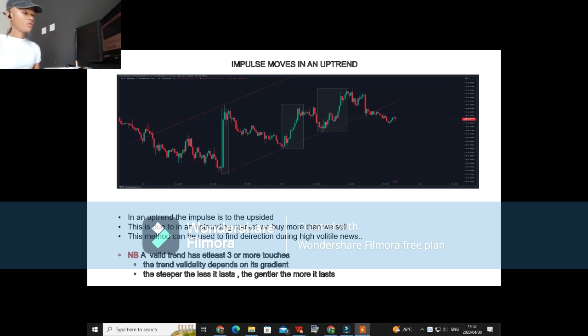But that's very important, guys. If you want to check the validity of the trend and you want to enter, you check the steepness of the trend, right? And how many touches the market has made on that trend. Three or more touches, the trend is valid. And the other point is that the gentler the trend, the more it lasts. That's very important information. You will see it the more experience you get. So let's jump to the next slide.